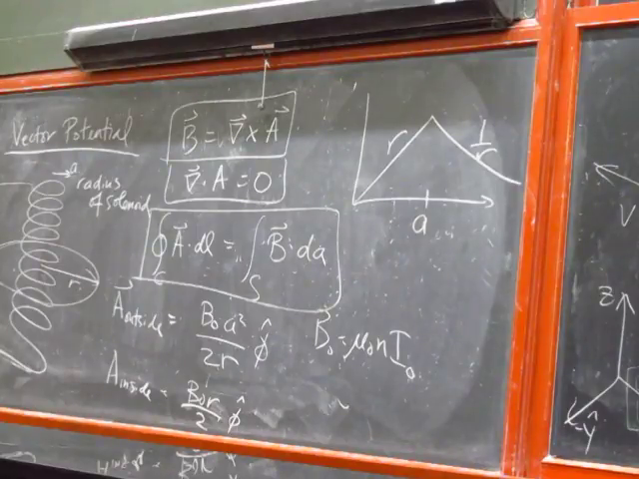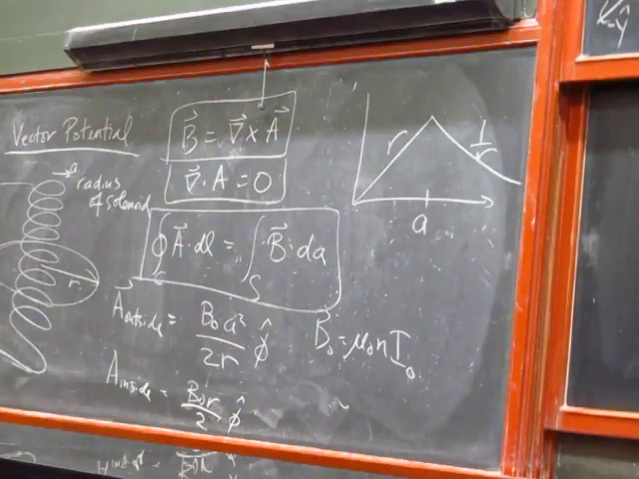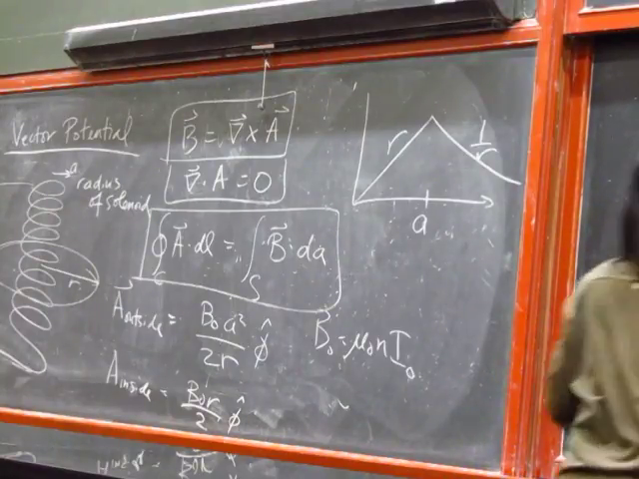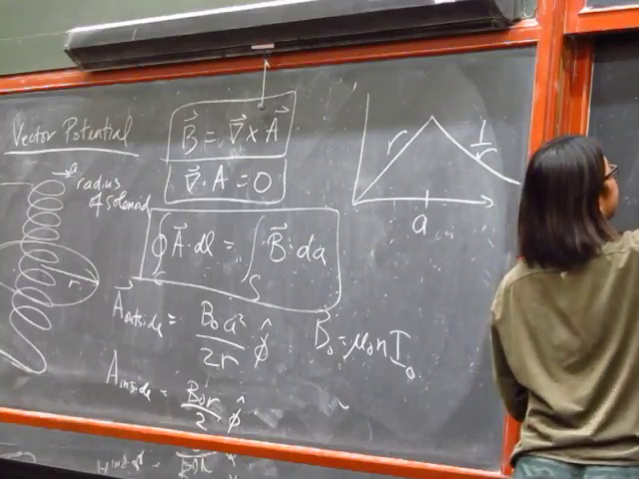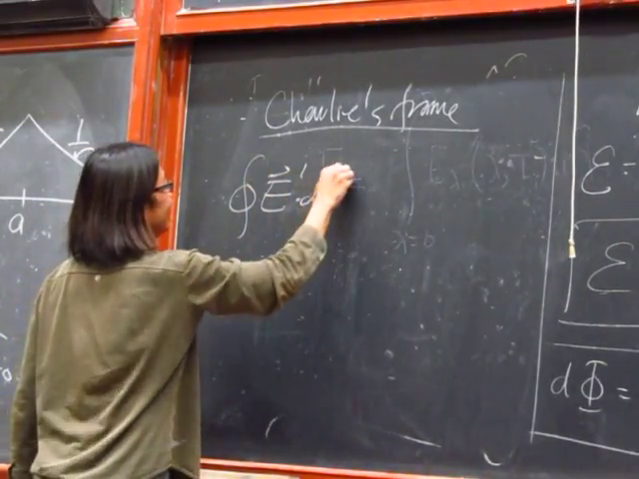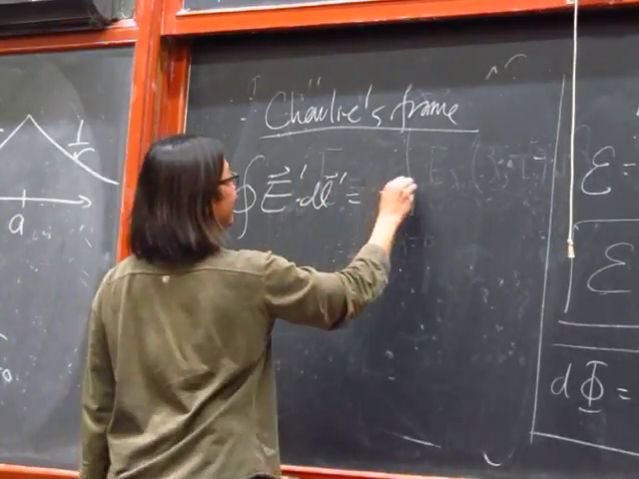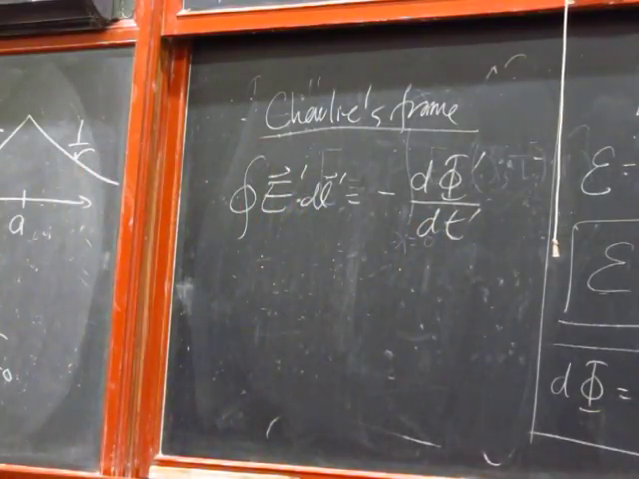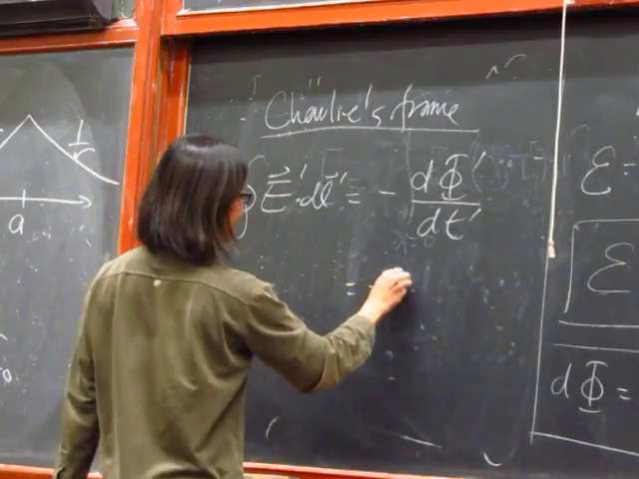So let's go back to Charlie's frame. Right? In Charlie's frame, we have that the line integral of E prime dl is equal to minus the change of flux with respect to time.